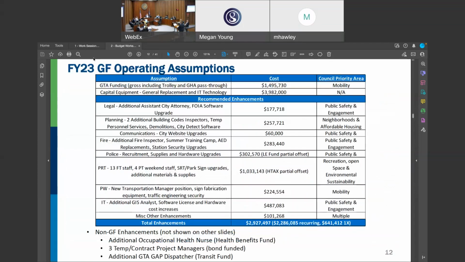First on the list is our GTA funding. So projected funding for next year is just shy of 1.5 million, which is consistent.